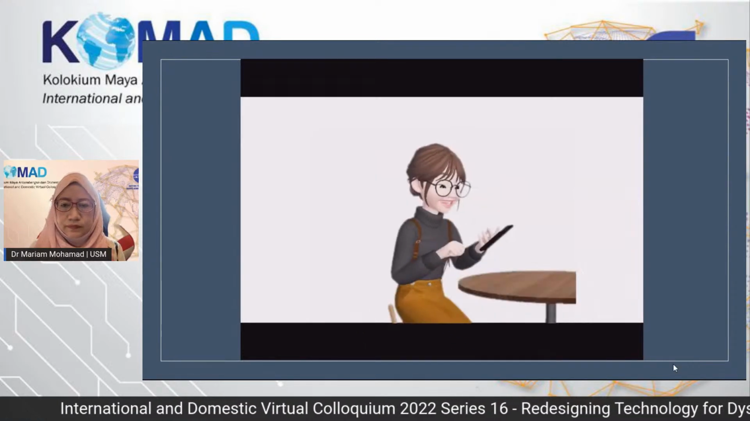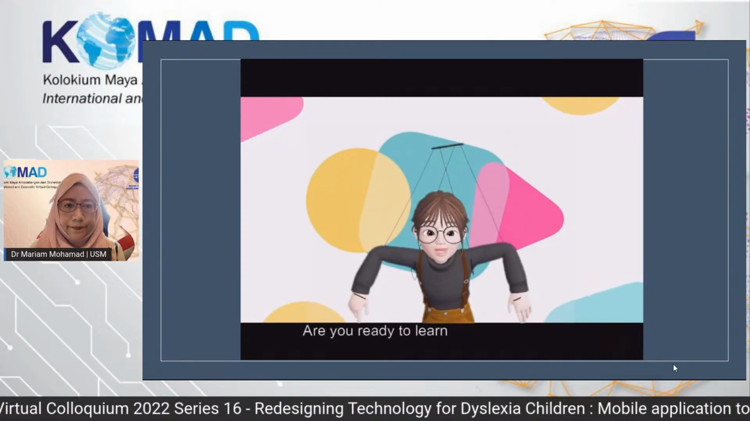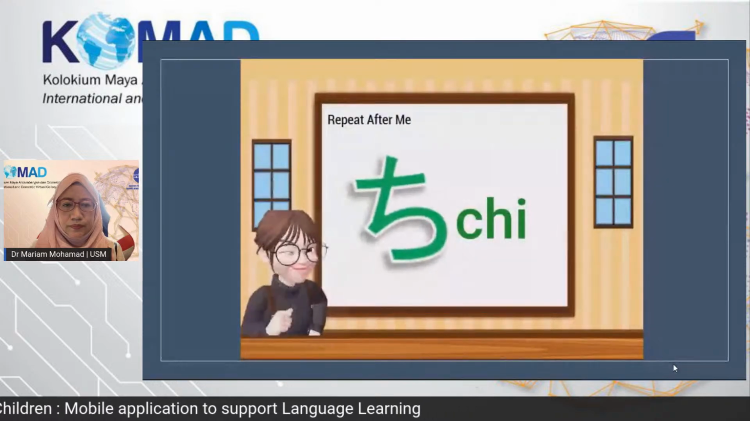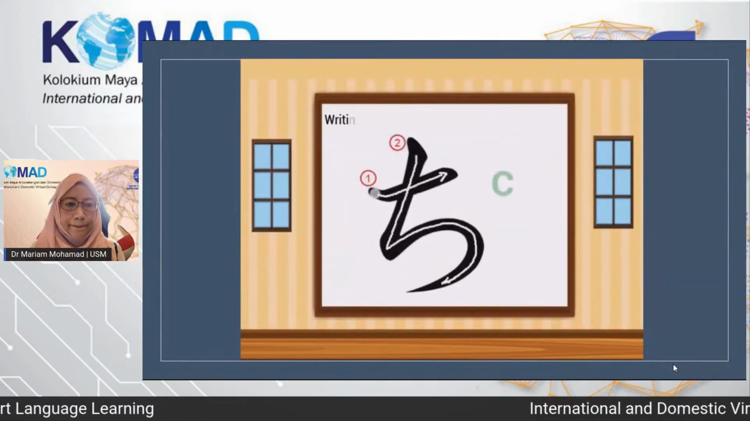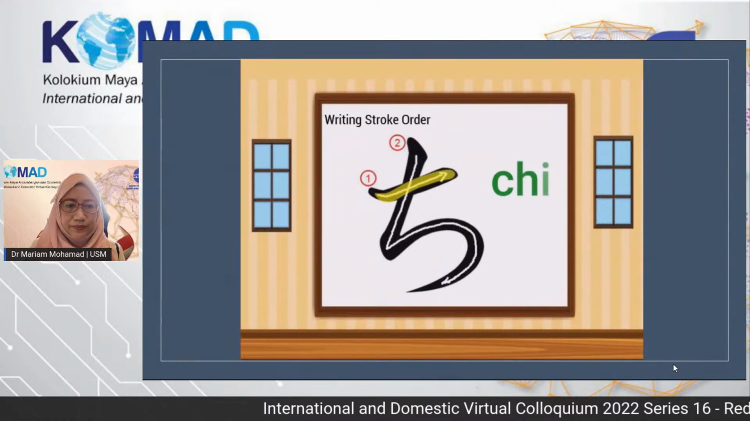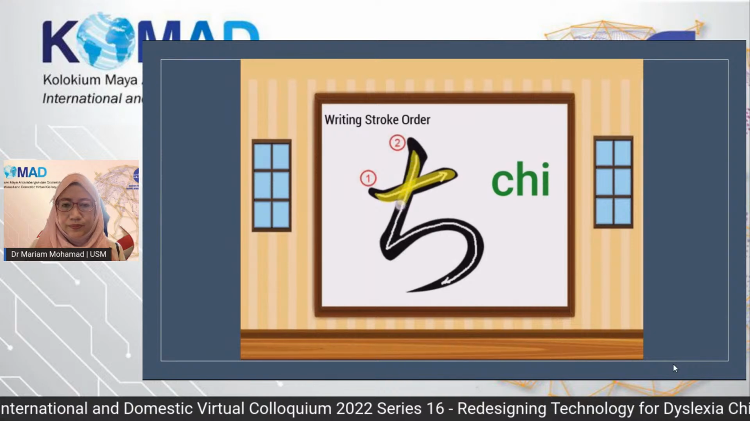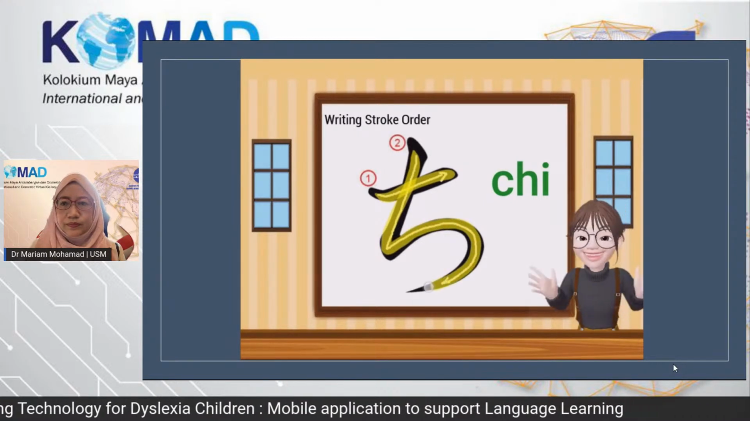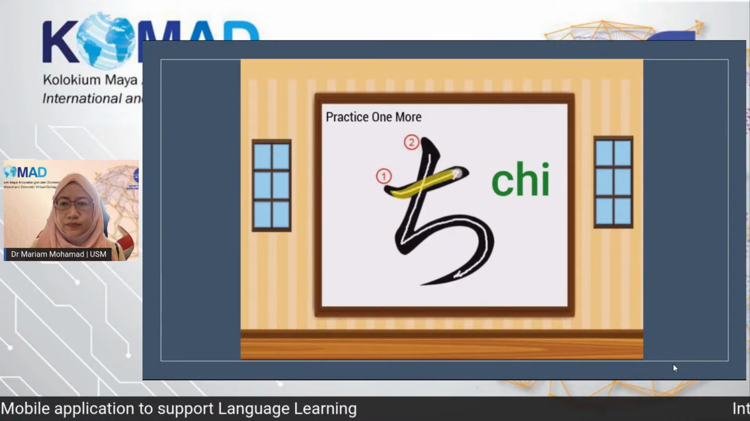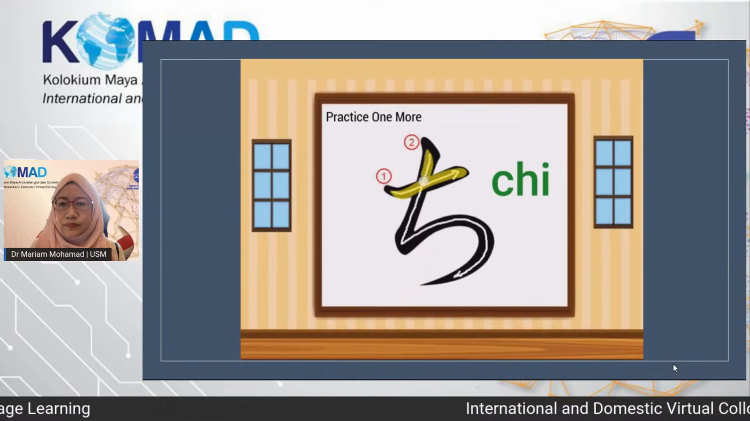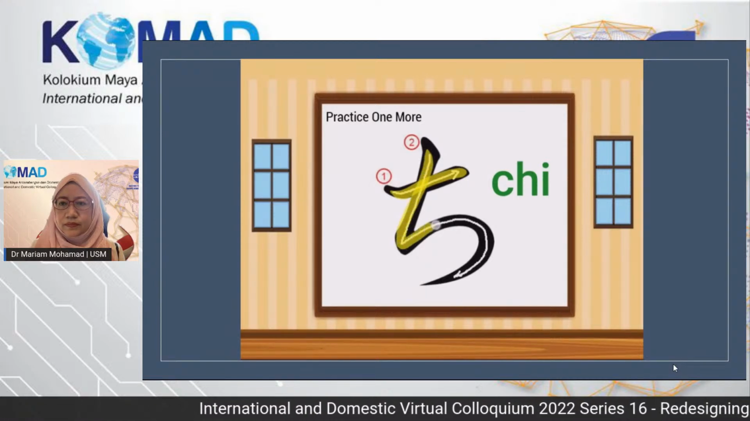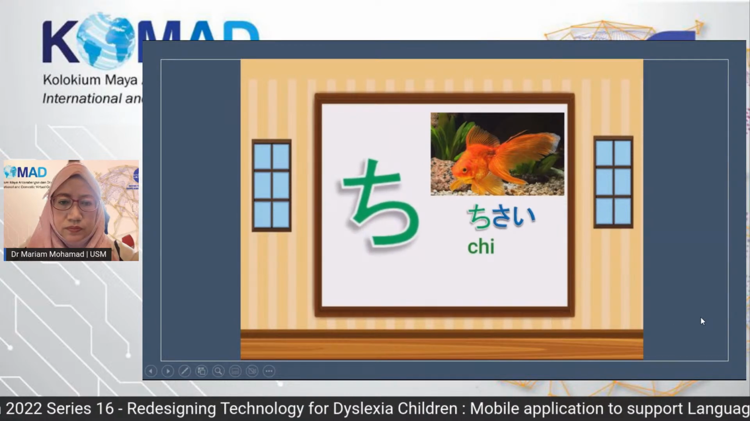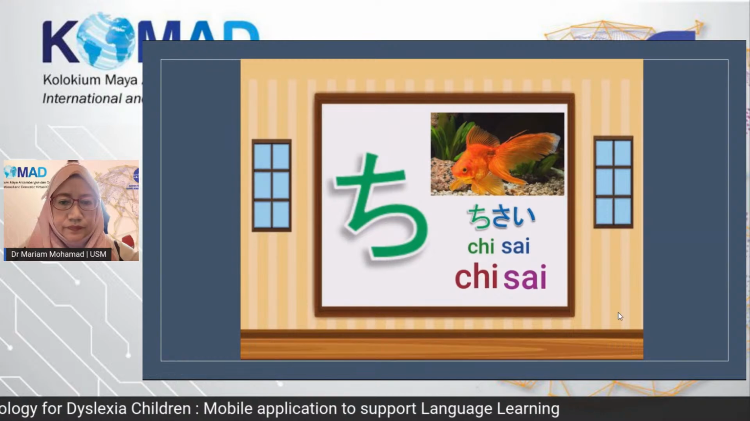Konnichiwa. Are you ready to learn your first characters? Here we go. This is Chi. Chi. Chi. Chi. Chi. Chi. Chi. Sas. Chisas. Thanks for watching.